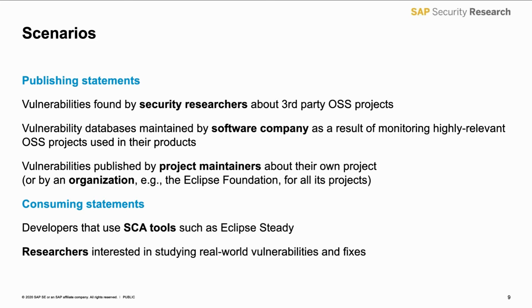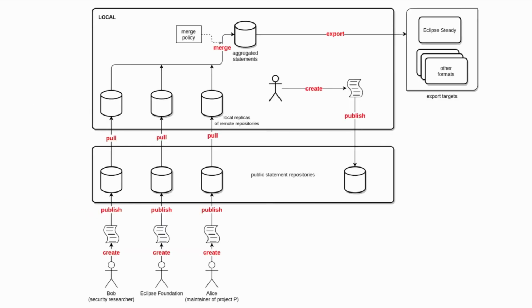On the consumer side, of course, the main use case we have in mind is developers that use software composition analysis tools, such as Eclipse Steady. They would be able to import the information from a variety of repositories and aggregate them in whatever way makes sense for them. But we are also aware that many researchers in academia, but also in industry, are interested in studying how real-world vulnerabilities and their fixes look like. And this is a tremendous help in coming up with better techniques and better tools to address those vulnerabilities in the first place. Let's take a look at the big picture of how Project KB functions.